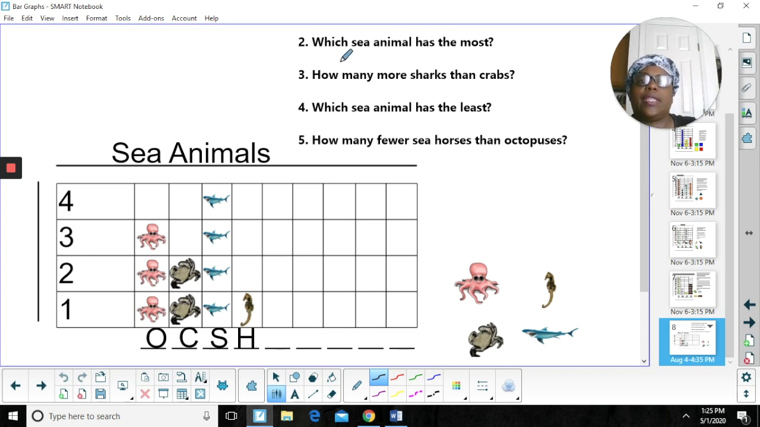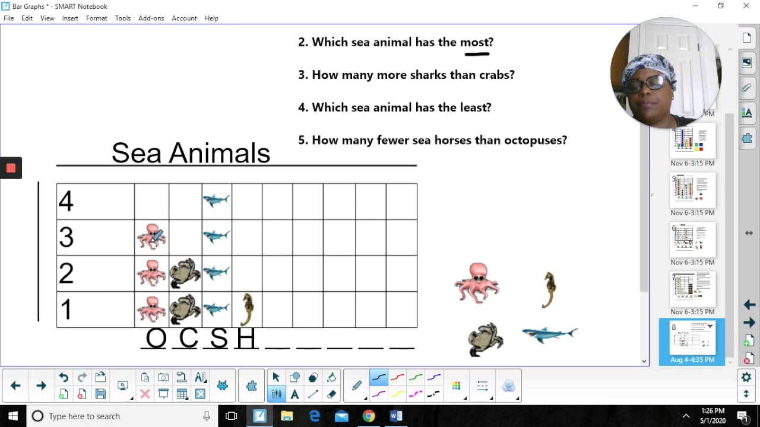All right. So it says here, which sea animal has the most? Okay? So we look here, there's a key word. What does most mean? The biggest amount, right? So let's see which one has the most. How many octopuses do you have? 3. How many crabs do you have? 2. How many sharks do you have? 4. And how many seahorses do you have? Just 1. So now, if you wrote all those numbers down, let's write those numbers down.